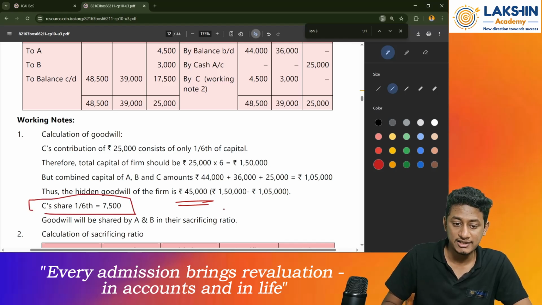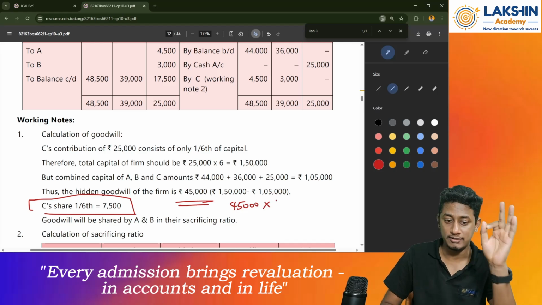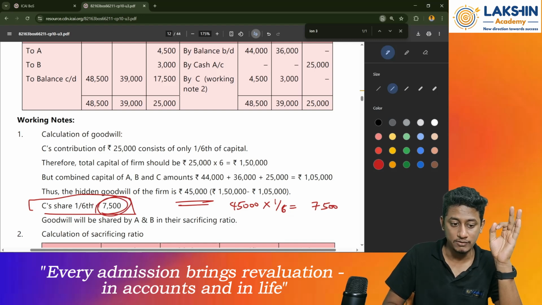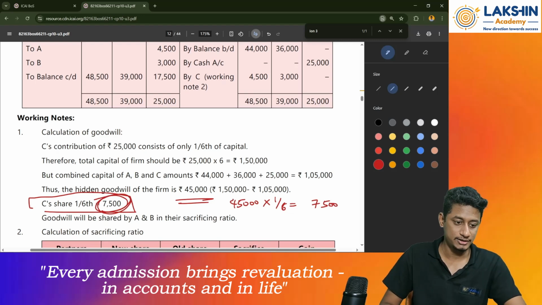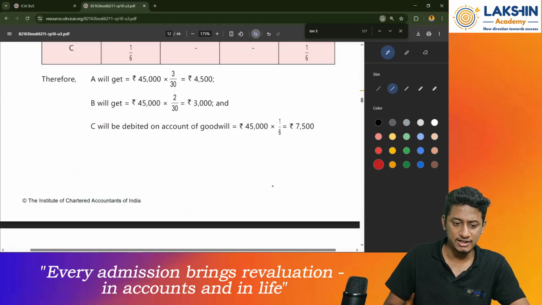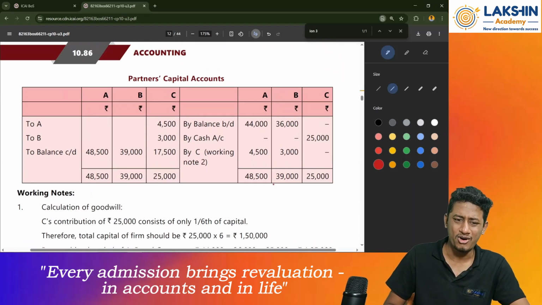Okay. After that, find C's share. How do you find C's share? 45,000 into his share of profit in the new firm, that is 1/6, it will be rupees 7,500. That's what is matching over here. Got it? Yes. So then what? Then again find out the sacrifice ratio. Pass the journal entry if the journal entry was there. Clear? Simple thing, and all things remain the same.